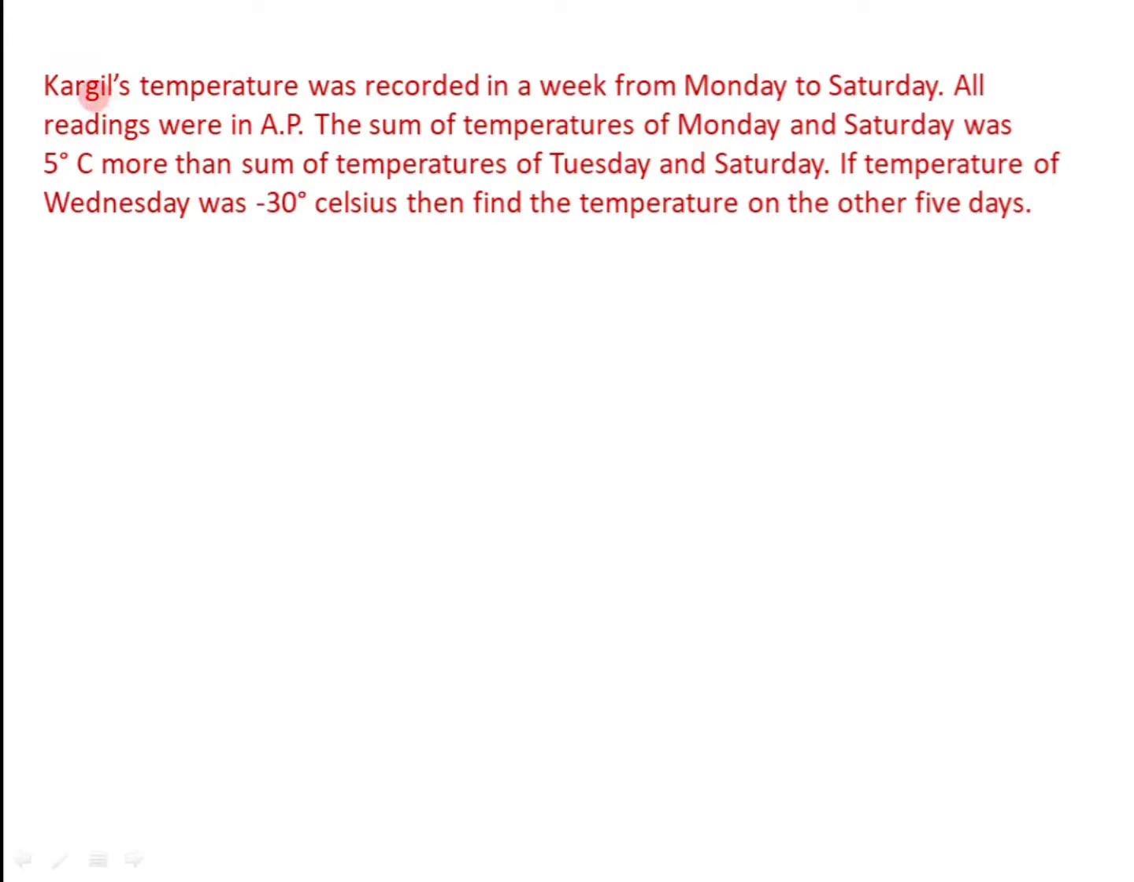So in this question, Kargil's temperatures from Monday to Saturday are recorded and it is given that all readings were in AP. So we have to use this to find the temperatures of all other 5 days, because the temperature on Wednesday is given, that's minus 30 degrees Celsius. Now here it is given that all readings were in AP.